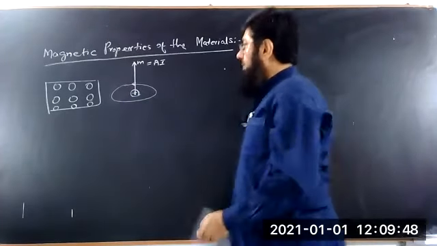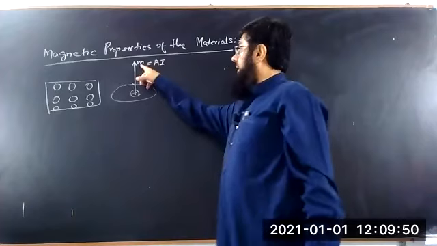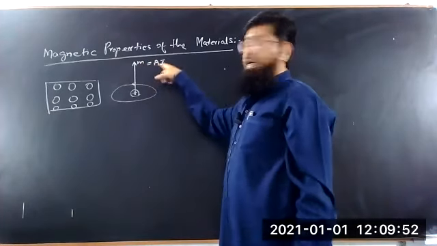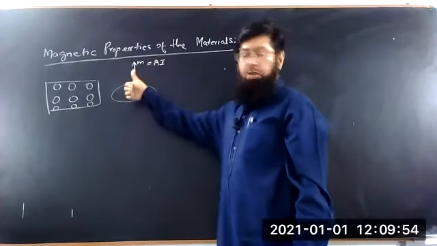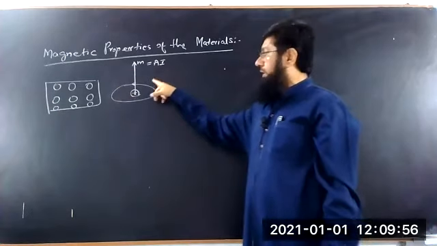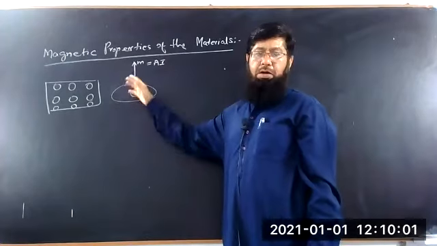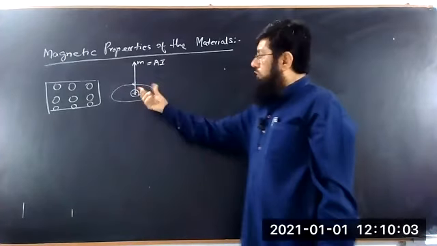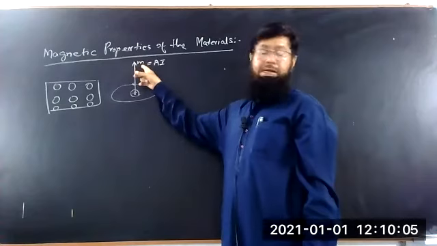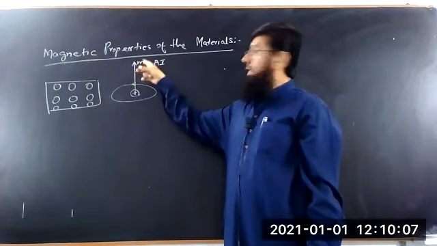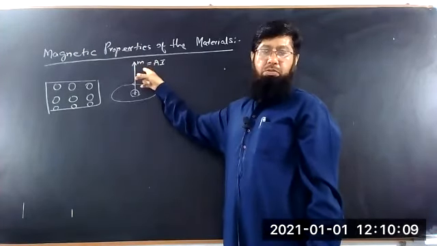So here M is equal to I into A, where A is the area of the loop and I is the current flowing in it, because current is defined as the flow of charges per unit time, or the rate of flow of charges. So each atom has a certain magnetic property. Each atom has a certain magnetic dipole moment.